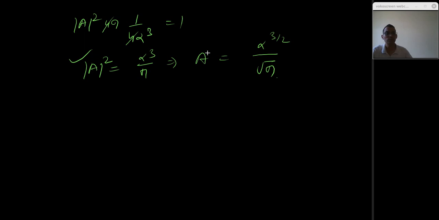So we have to remember these two things. We will use these later on. This is the value of the normalization constant. So let us now consider the Hamiltonian.